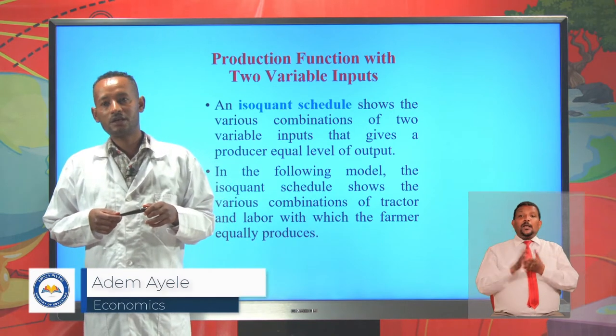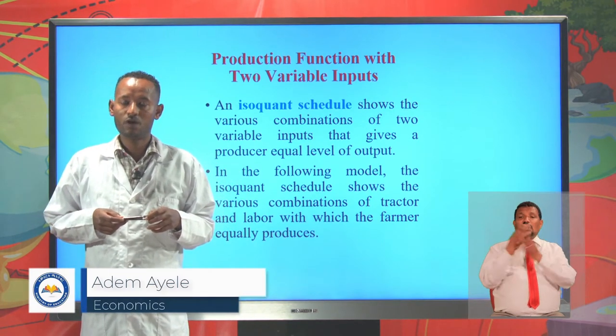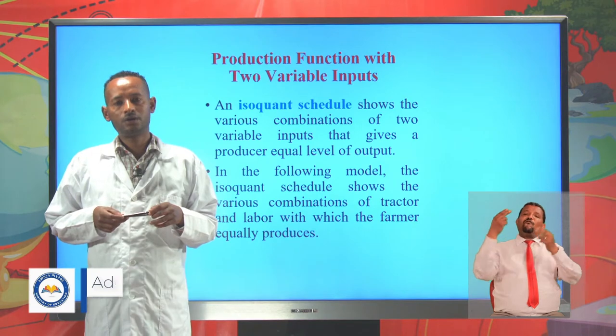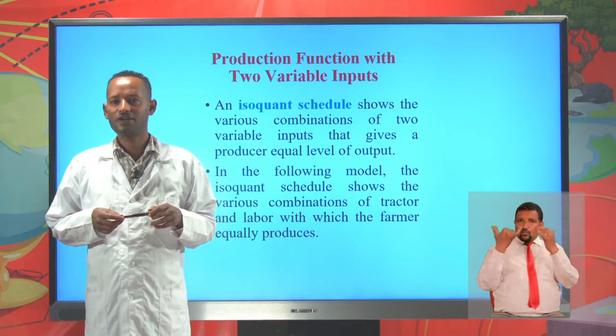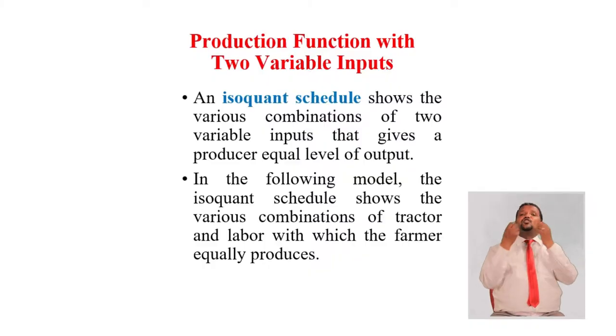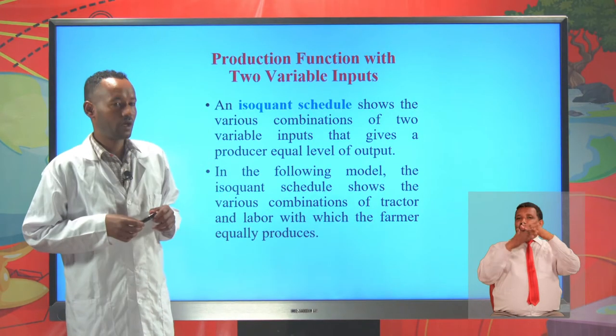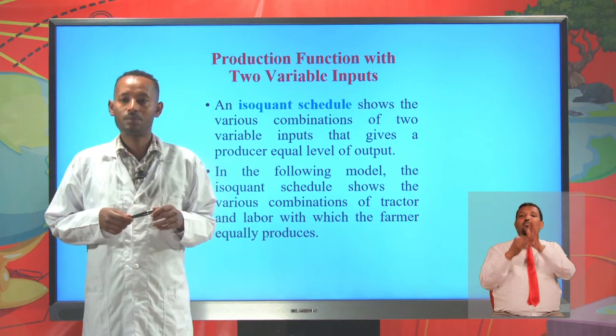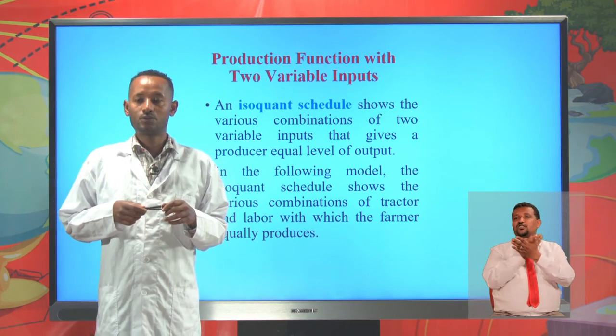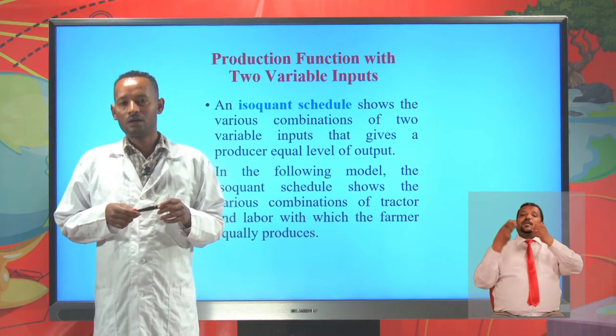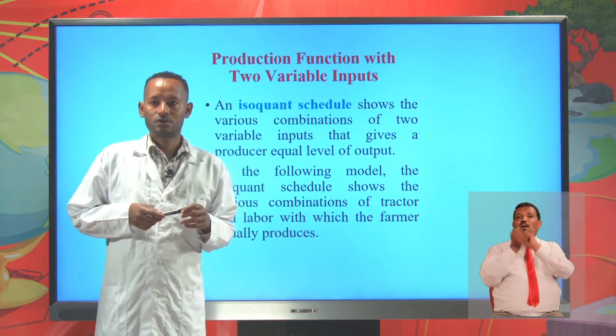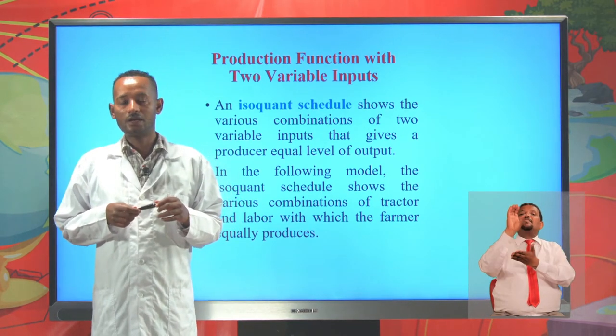In the previous lesson, we saw the production function with one variable input, labor. Today, we are going to see the production function with two variable inputs. An isoquant schedule shows the various combinations of two variable inputs that give a producer an equal level of output. In the following model, the farmer produces the output wheat by employing two variable inputs called capital and labor.